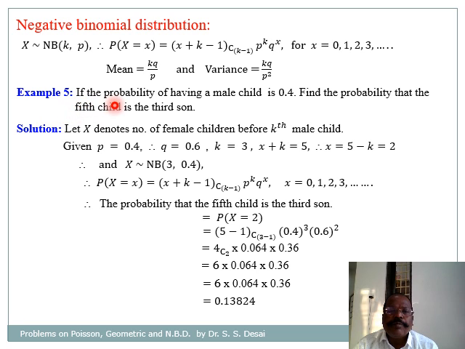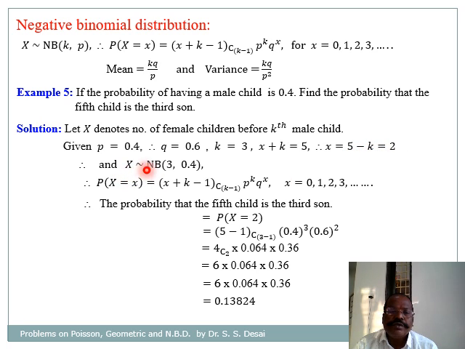Here the example is, if the probability of having a male child is 0.4, find the probability that the fifth child is the third son of a couple. So for the solution, let x denote the number of female children before the kth male child. Given p is equal to 0.4, therefore q is equal to 1 minus p, that is 0.6. k equal to the number of successes, k is equal to 3, and the number of trials, x plus k, equal to 5. Therefore x is equal to 5 minus k, that is 5 minus 3 is equal to 2.